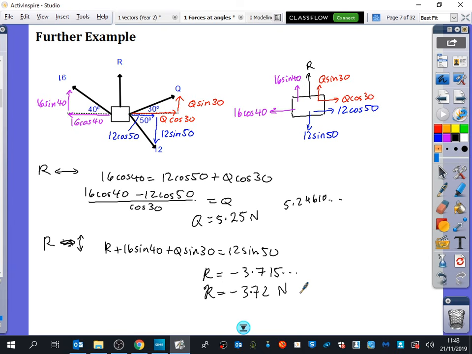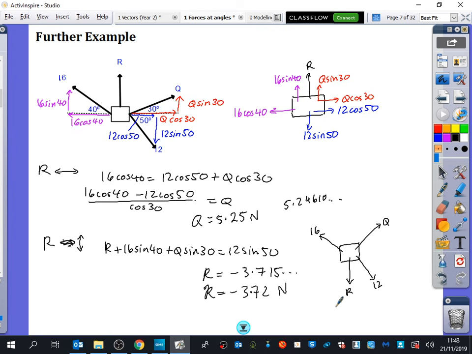Now, what do you think that actually is telling us about the diagram and R? This isn't a reaction force. This just happens to have the letter R. It's actually a force going downwards. So what this tells me is that in our original diagram, with R coming up like this, actually R is coming down. Q is coming up like this still. We still have the 12 going like this, and we still have the 16 going out like this.